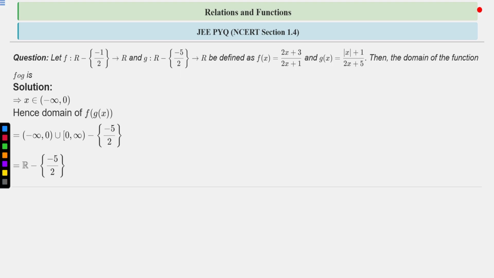So in this way, we can easily find the domain of f(g(x)), right? The domain of f(g(x)) is from -infinity to 0. See, 0 has been included here, whereas it is excluded there, but here we have included it, right? So from -infinity to infinity, but except -5/2. So we can easily say that the domain will be all real values except -5/2, right? Okay, thank you so much.